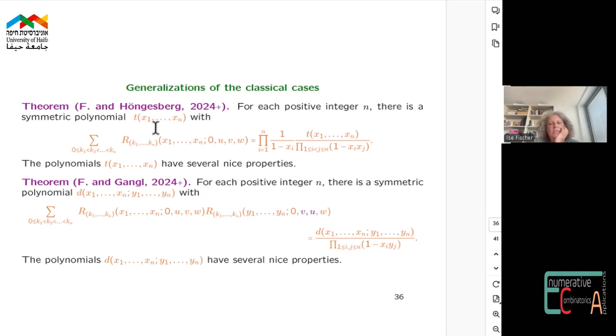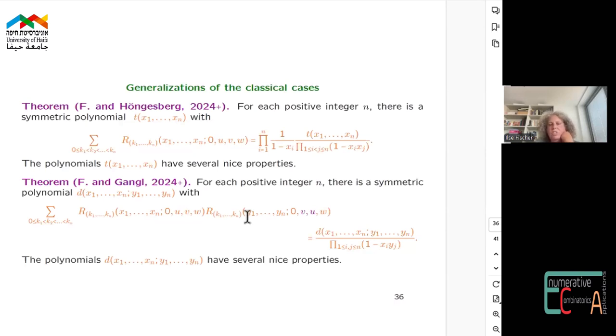So in the first theorem, I sum over all Robbins polynomials. Now I only specialize T to 0, and I get this right-hand side. On this right-hand side, you see everything that is in a usual Littlewood identity, but you see an additional polynomial here, which is actually a symmetric polynomial. And it's a symmetric polynomial that has several nice properties. It has a nice Schur expansion.